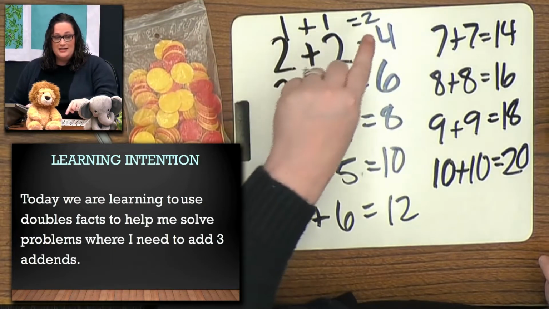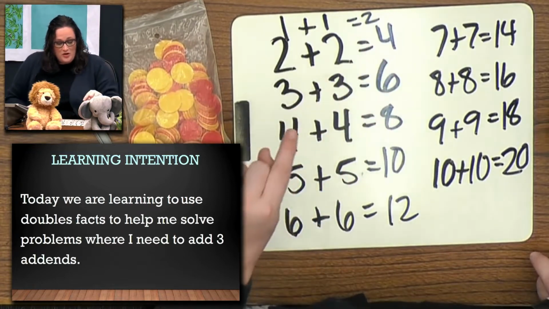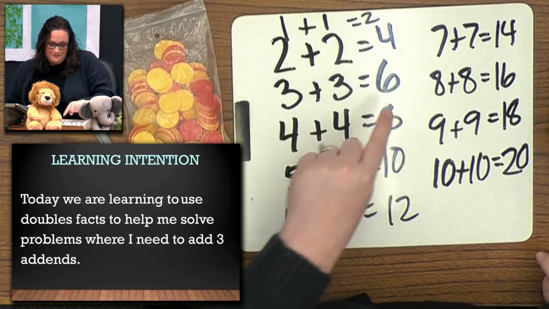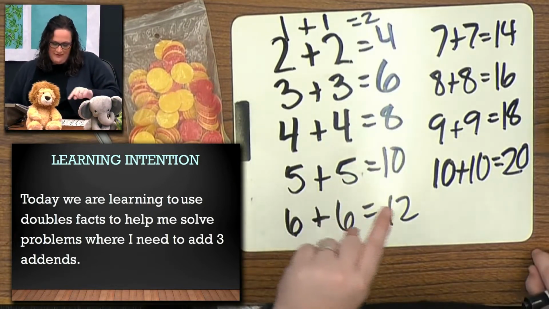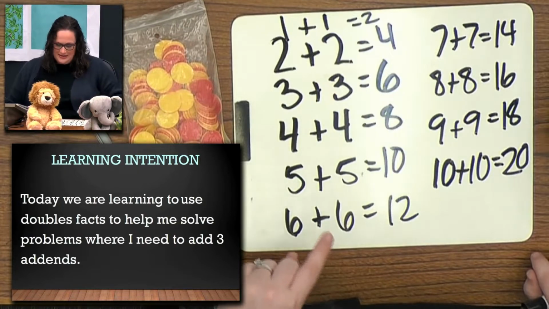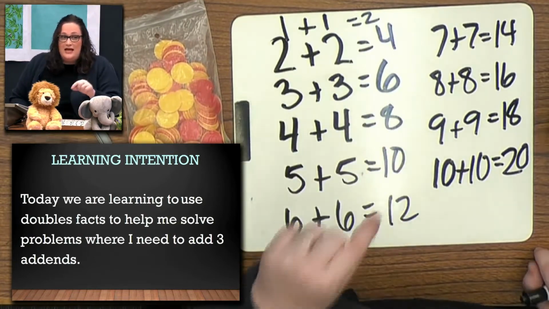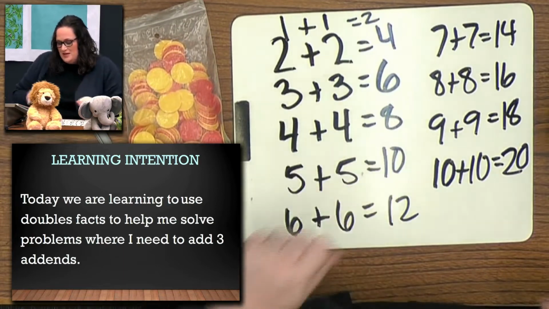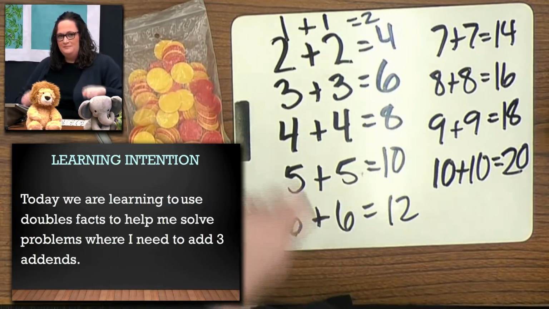1 plus 1 is 2. 2 plus 2 is 4. 3 plus 3 is 6. 4 plus 4 is 8. 5 plus 5 is 10. 6 plus 6 is 12. 7 plus 7 is 14. 8 plus 8 is 16. 9 plus 9 is 18. 10 plus 10 is 20.